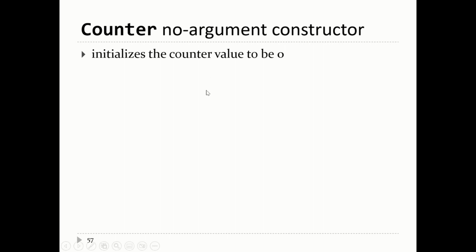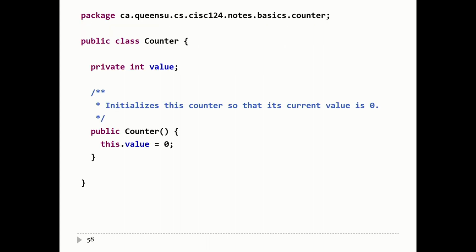So for the counter class, we want to add a constructor. The no argument constructor should initialize the counter so that its value is 0. Remember, our counter class only has one field, just the primitive value. Our counter constructor should initialize all of the fields of the class, so there's only one field to initialize, and we're going to set it to 0. Now remember what the keyword this means inside the constructor. The keyword this is just a reference to the object that's currently being initialized.